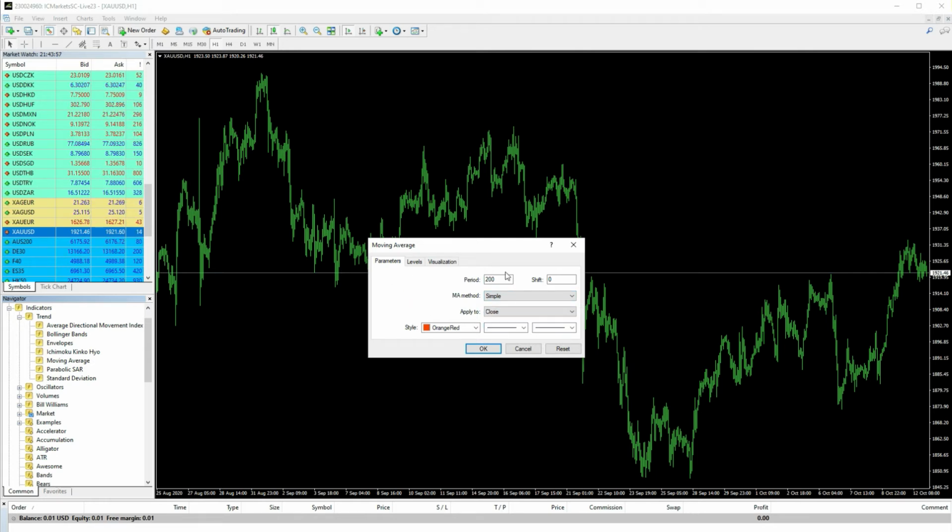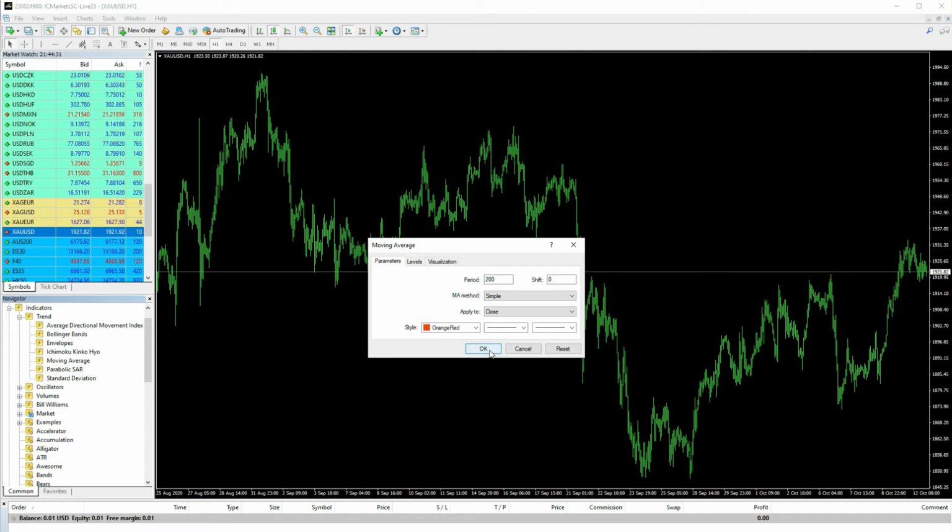Now, what period to use is a very good question. It all depends on whether you want to trade long or short, or how should I put it, whether you want to hold your positions over a longer period of time, or whether you want to hold your positions just for a while, scalping. For the sake of demonstration, let's just agree to use 200 simple.